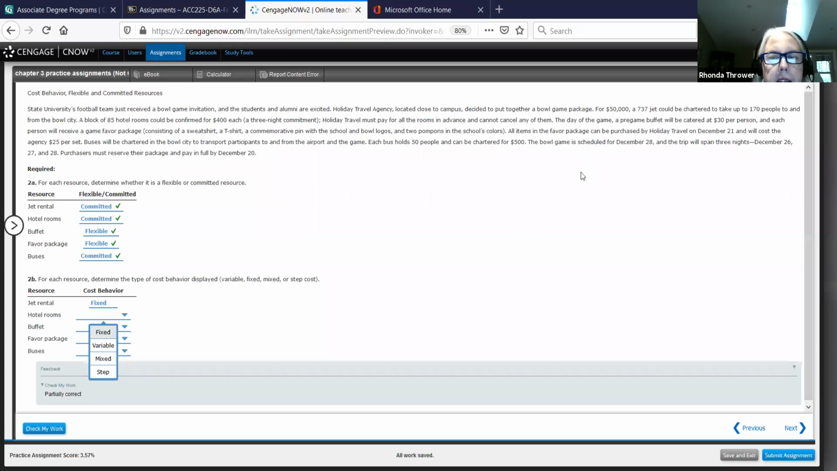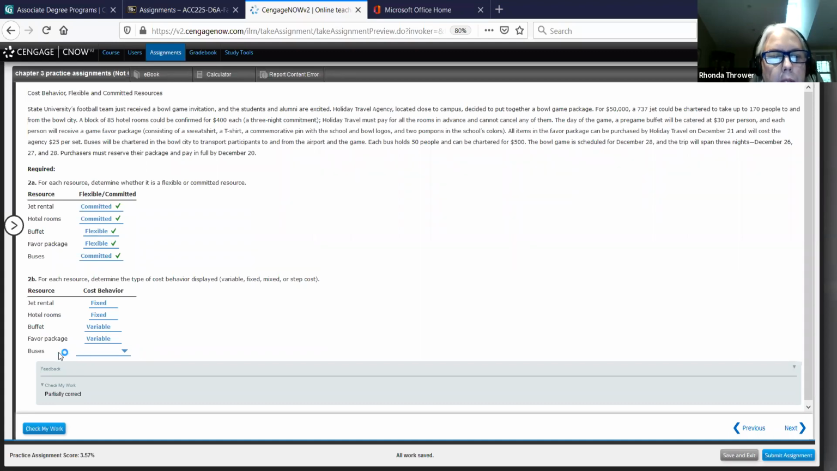The buffet depends on how many people attend that buffet. It's $30 per person. That's the variable rate, in other words. So $30 times the number of people would give you the variable cost. This is a variable item. The favor package is based on the number of people who are at the buffet, and it too will be variable. It's a variable type of cost.